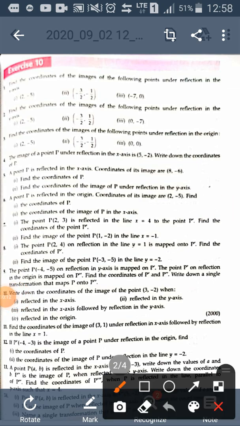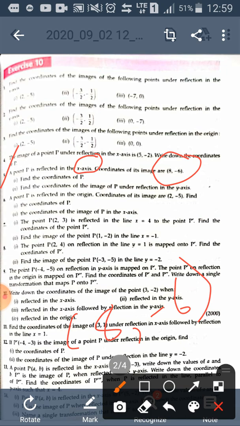Next we come to sum number 5. They are telling us that the coordinates of an image is 8 comma minus 6. So the coordinates of our image after reflection is 8 comma minus 6, and as I said, you need to find out the mirror is x-axis.